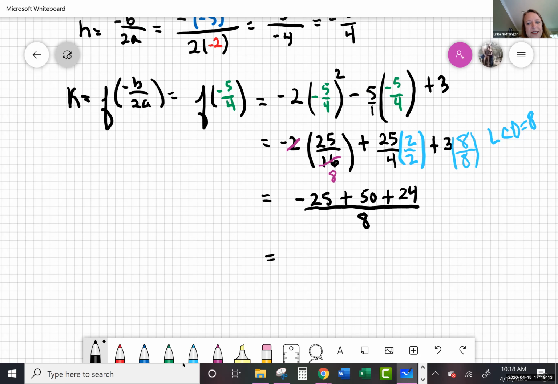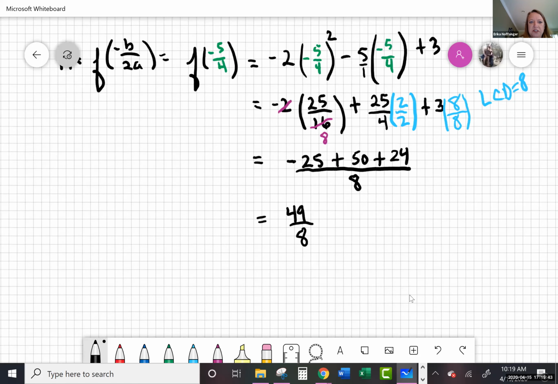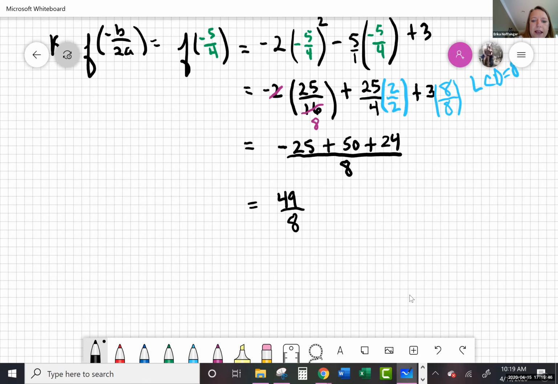I can't just simplify the 8 and the 24. I have to do order of operations, so I need to first sum all these up and see if there's a common factor. So -25 plus 50, I know is 25, and 25 plus 24 is 49. So I have 49 all over 8. I noticed there's no common factors of 49 and 8, and so that's simplified as far as possible as a rational number. And so this is our k value.